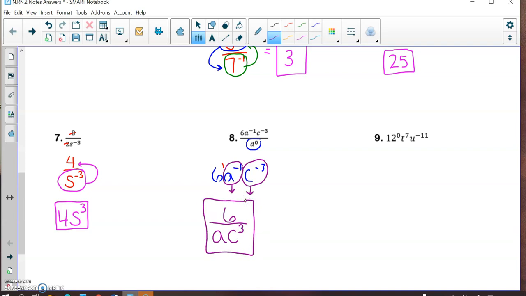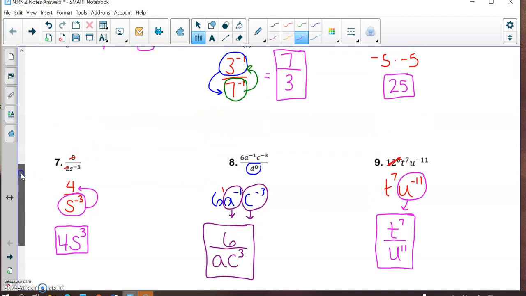All right. Then number 9, a 12 to the 0th power is a 1. You can write that 1 if you wish, or you can just cancel it out, because a 1 times a t to the 7th times a u to the -11th is just this. Now the t to the 7th already has a positive exponent. The u to the -11th needs to have a positive exponent. So we need to drop that down into the denominator, where the t to the 7th power remains in the numerator. Since everyone has positive exponents here, that is completely simplified.